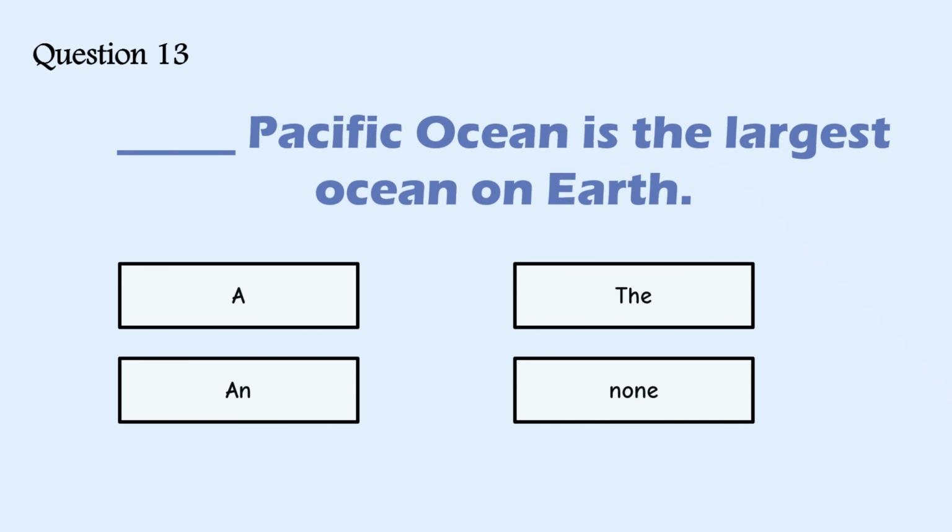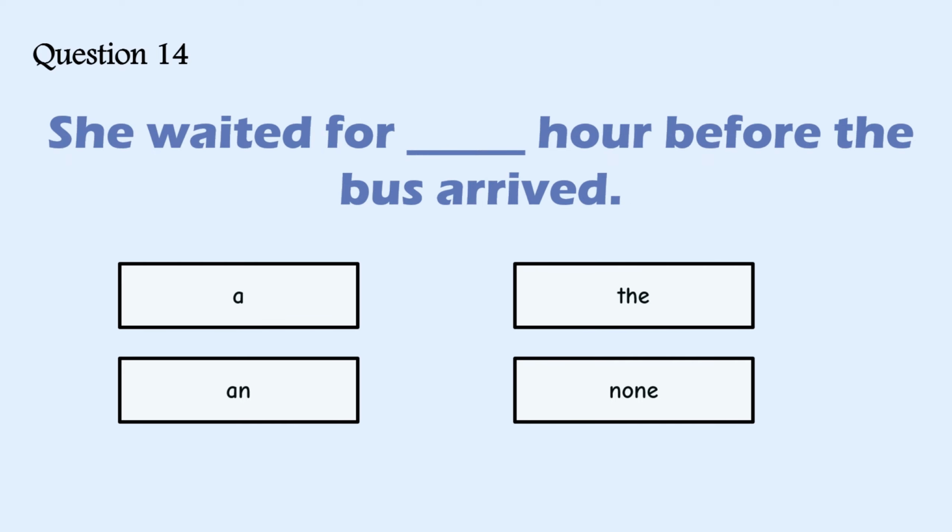Question 13. Dash Pacific Ocean is the largest ocean on Earth. The correct option is the. The Pacific Ocean is the largest ocean on Earth. Question 14. She waited for dash hour before the bus arrived. The correct option is an. She waited for an hour before the bus arrived.